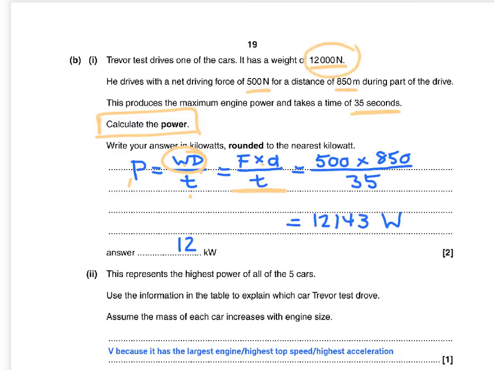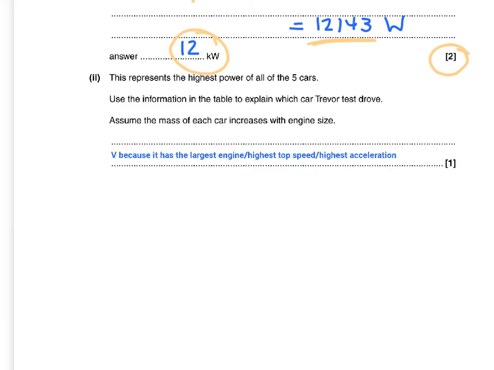And you notice up here that they gave you the weight of the car and the net driving force. The key thing about work done is that the force that you're interested in is the one acting in the line of the distance traveled. So in other words, we're not interested in the weight here, we're interested in the driving force. So we've got 500 newtons times 850 meters, which is distance, divided by 35 seconds. Put that into your calculator and you'll get 12,143 watts. And of course in kilowatts, that's 12 kilowatts. And there's our 2 marks.